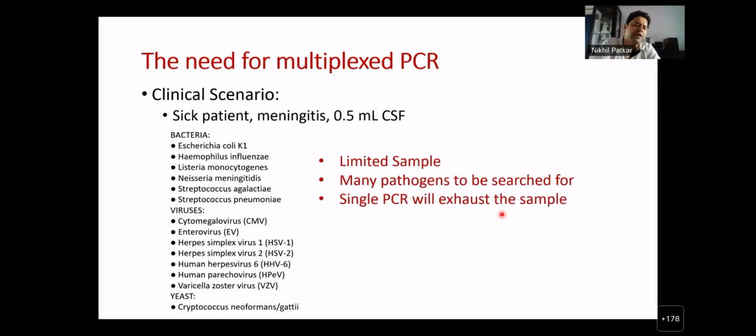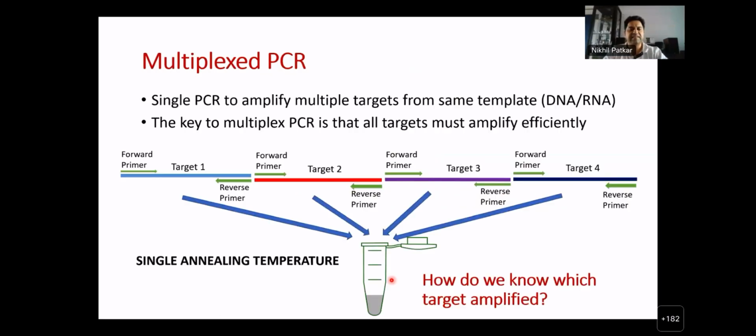So why do we need multiplex PCR? Let us look at this particular scenario where a patient is sick, he has meningitis, and you have a very tiny amount of sample, typically half an ml of CSF, which is provided to you. Now the number of organisms that can cause meningitis are so many. So are you going to use separate PCRs for each of these? One, it is very expensive. 2, you will also run out of sample. So when you want to do tests like this, you must try to optimize the usage of sample and maximize the testing that can be done.